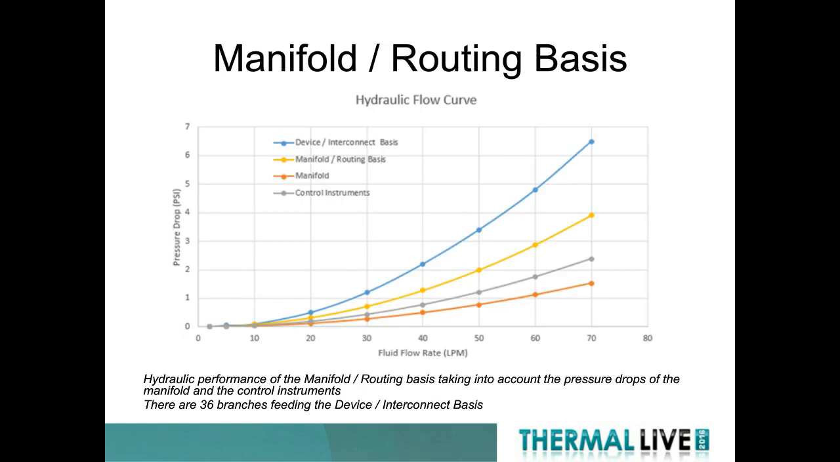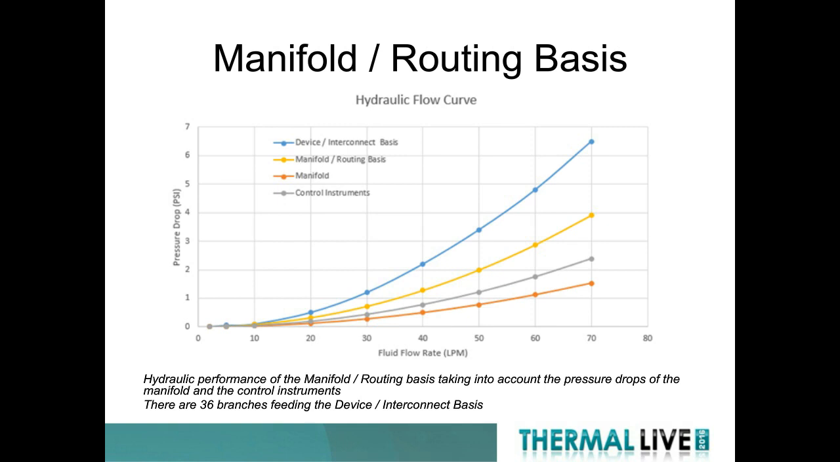So in our example, this is the pressure drop as a function of flow rate. Again, for the hydraulic performance, which takes into account the pressure drops of the manifold and the control instruments. So the orange curve on the bottom is the pressure drop of just the manifolding section. This is the distributing section. The gray curve is the control instrumentation that's used in this manifold. So if I add those together, I have my yellow pressure curve. That is the manifold routing basis.